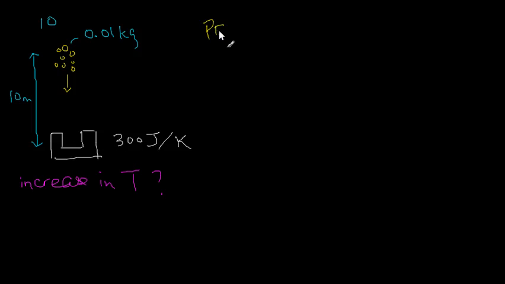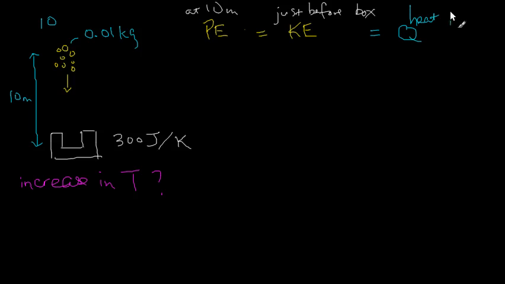At first, I have this potential energy when it is at the 10-meter height, and when it falls, just before it hits the box, this is in the form of kinetic energy. Okay, so this is where we are when it's at the 10-meter height, and this is just before the box. And after it hit the box and stopped, it will be converted into heat energy, which I'll call Q. This will be the heat in the box.